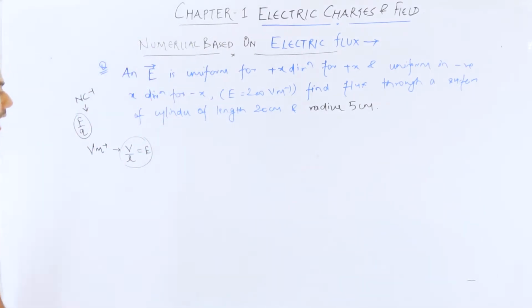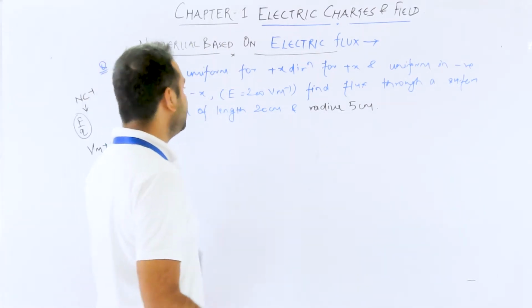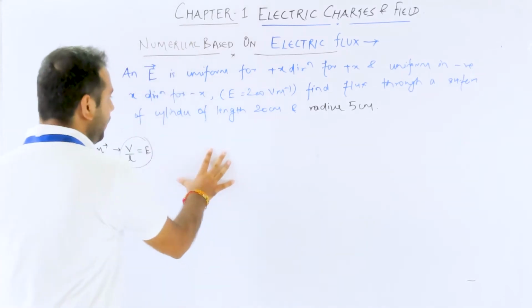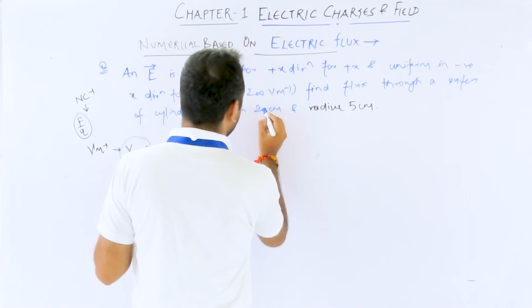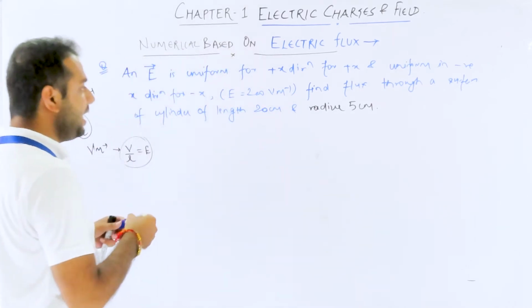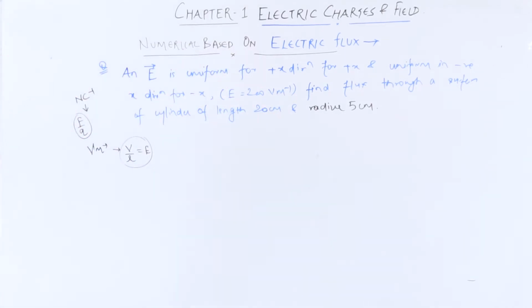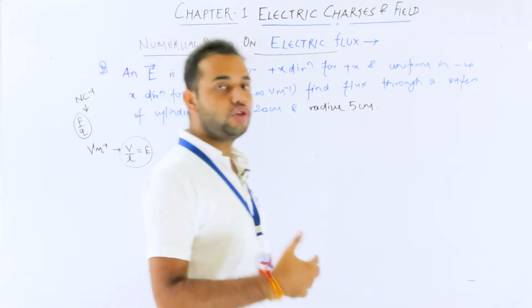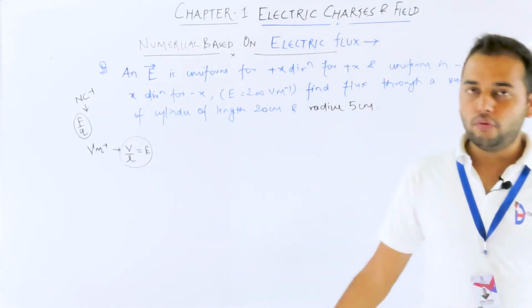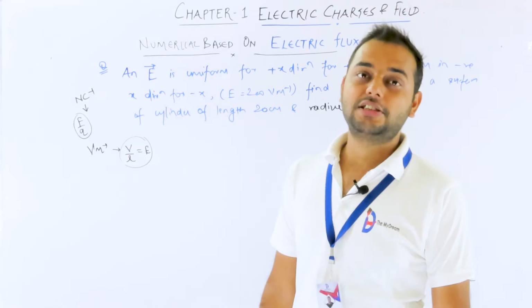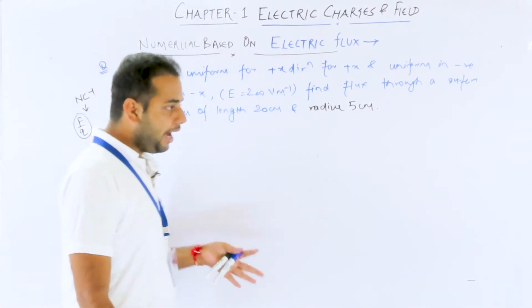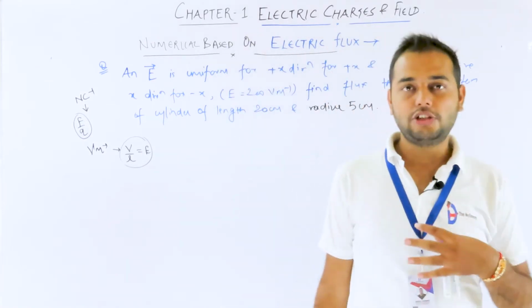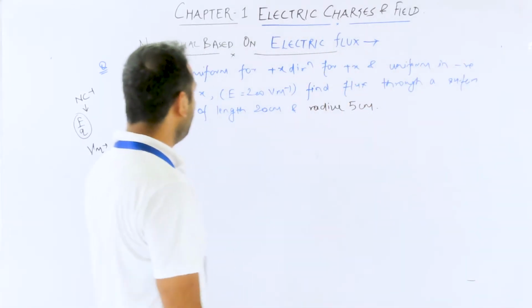Now it was asked in this question to find the flux through the surface of a cylinder of length 20 centimeter and radius 5 centimeter. Calculate the flux through each surface or the total flux, and if you want, you can also calculate the charge inside that surface, because you can use Gauss's law as we did in the last lecture and easily calculate the charge on that surface. Okay, let's move forward then, guys.